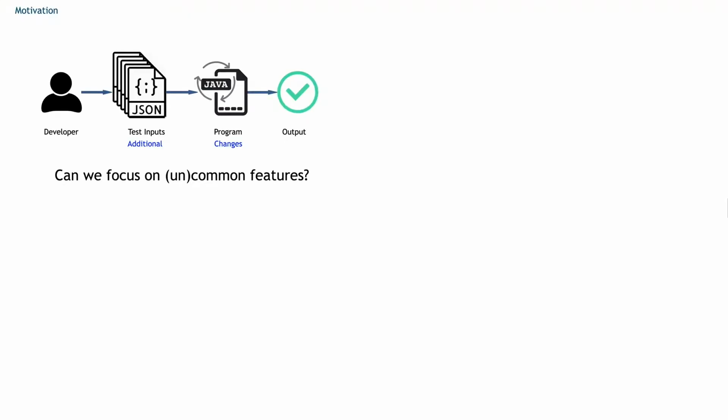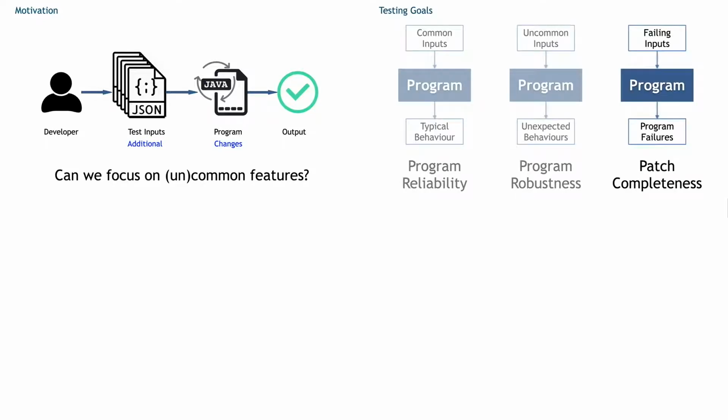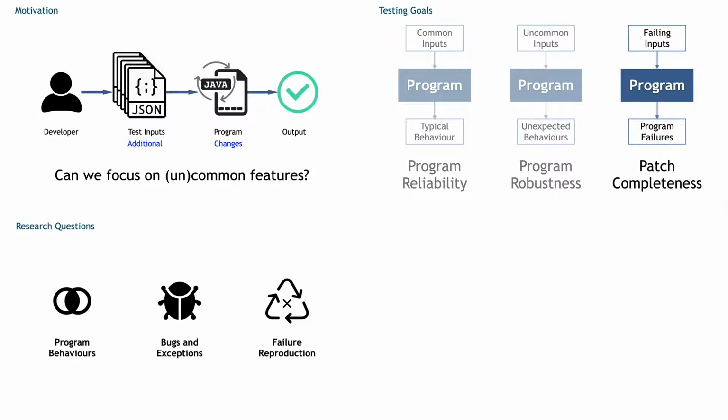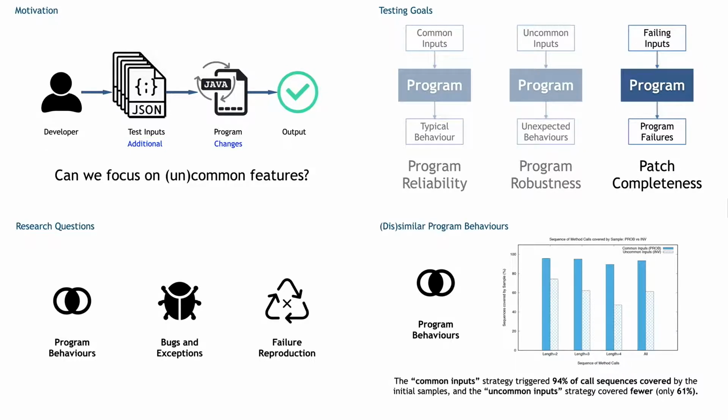To summarize, I've shown you the main motivation for our work. We want to be able to learn common and uncommon features. I've also shown you our testing goals, the kind of research questions that we set out to evaluate, and some of the results that we have obtained.